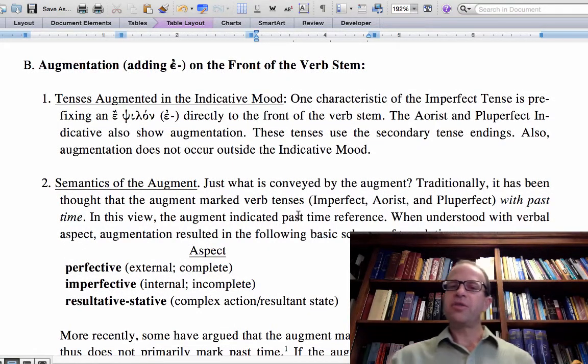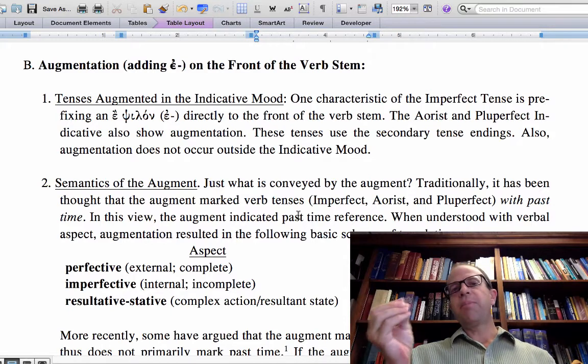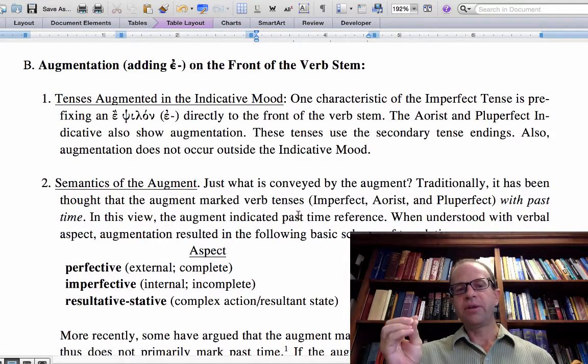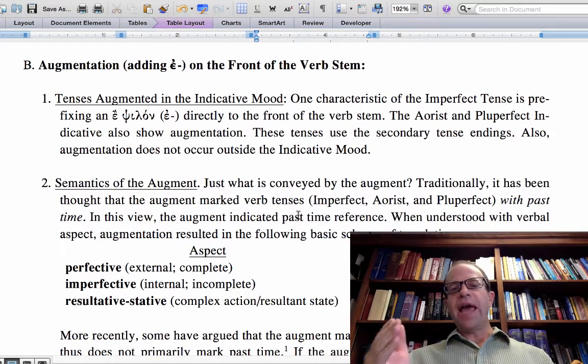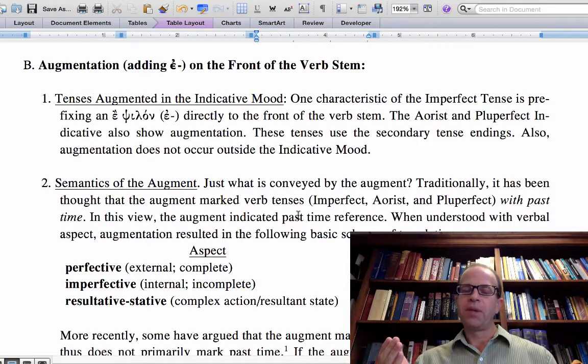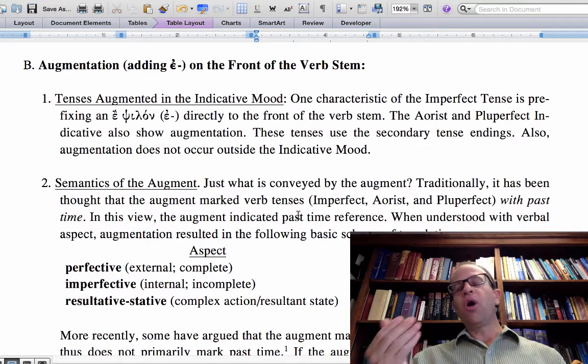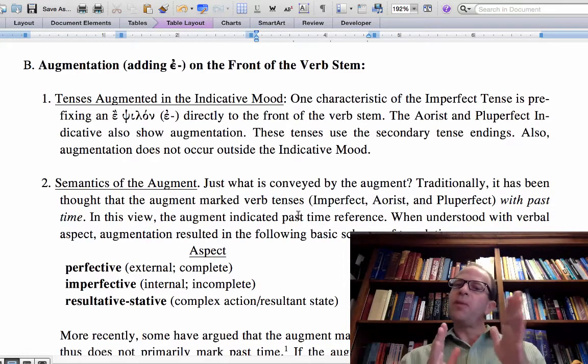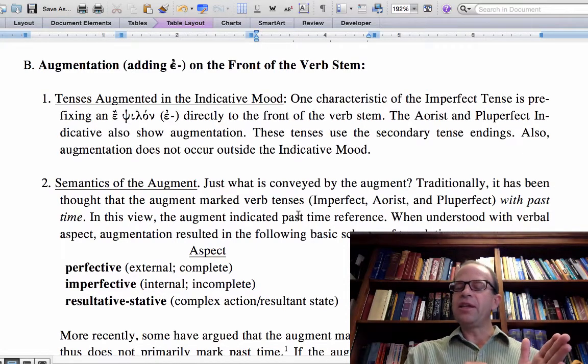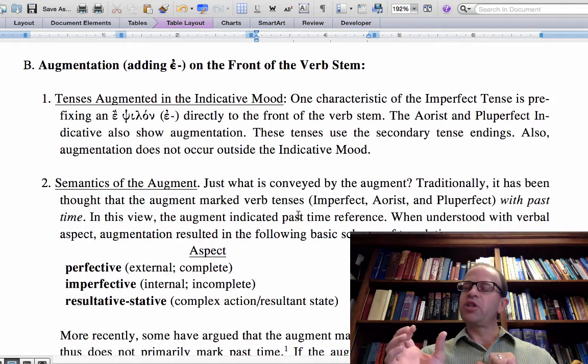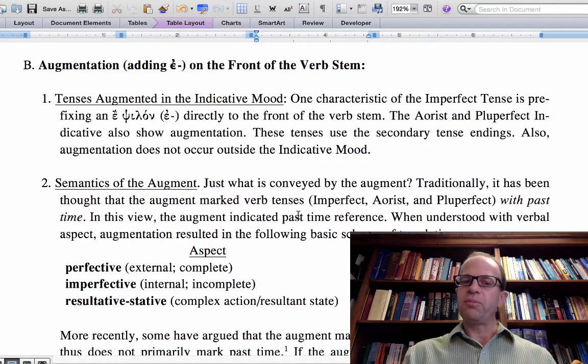The imperfect tense is partially marked by the presence of the augment. An augment is an epsilon added to the front of the verb stem. Now there are a couple other tenses that will also have augments, but they will have different tense indicators and different endings, and so that's how you'll be able to differentiate them from the imperfect tense.